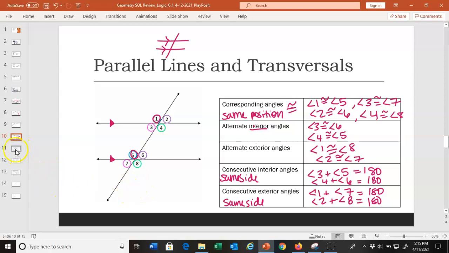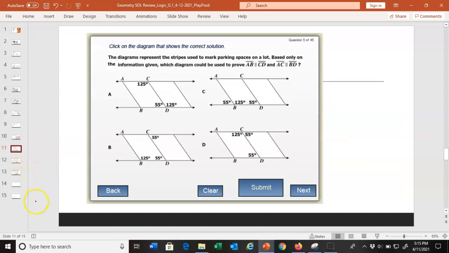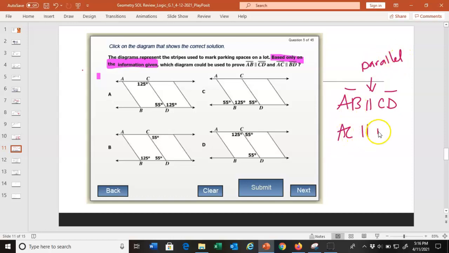All right, so now let's work with some of these. It says click on the diagram that shows the correct solution. The diagram represents the stripes used to mark parking spaces on a lot. Based only on the information given, this is a statement you guys will see frequently, and it's important because this means you can't make any assumptions. None. Which diagram could be used to prove, let's see, to prove AB, I'm going to write it over here, is parallel to CD. Remember, this symbol means parallel. And AC is parallel to BD.